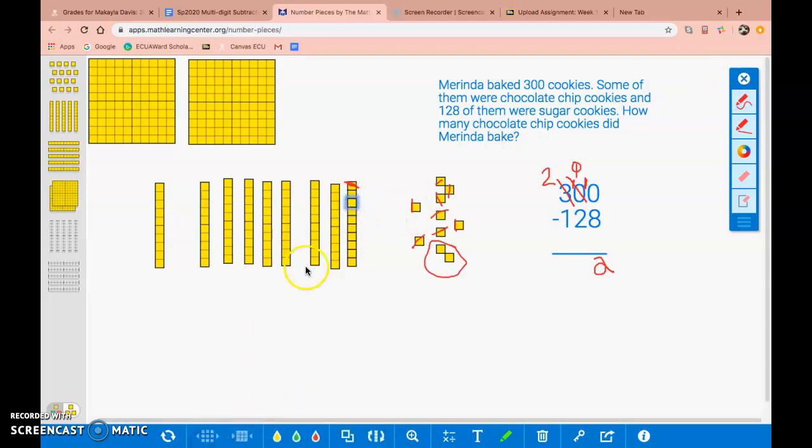Oh my goodness. And we're going to cross out, take these apart. This is way harder. Oh my goodness.